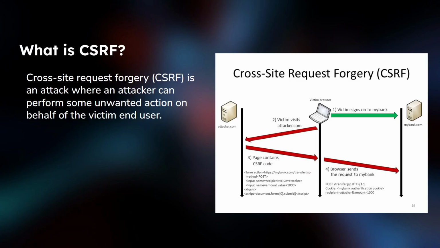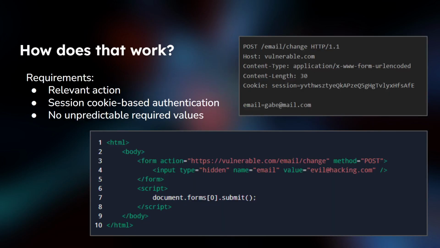So what is cross-site request forgery? Cross-site request forgery is just letting attackers perform actions that a normal user is able to, some unwanted action on behalf of the user. So this diagram that I just pulled from Google is a pretty solid representation of what this might look like, and it depends on a couple different things.